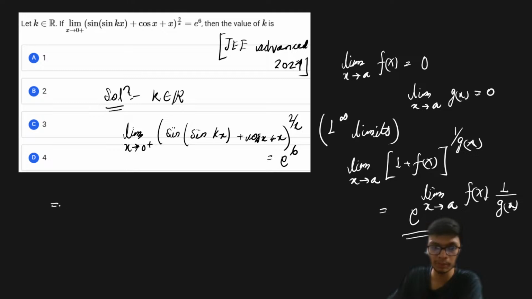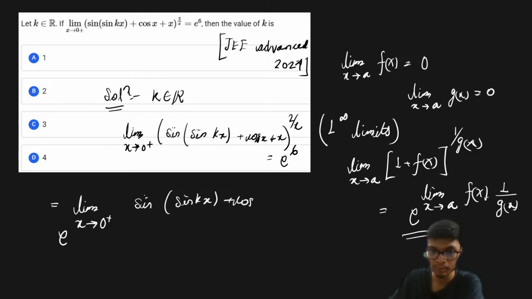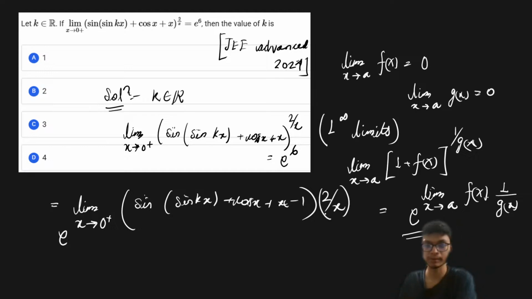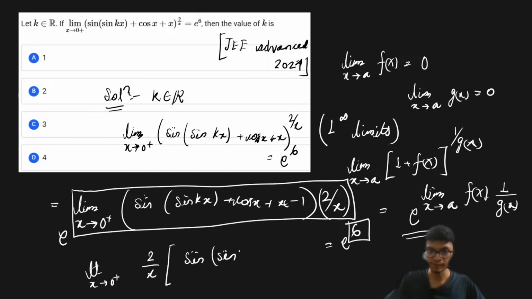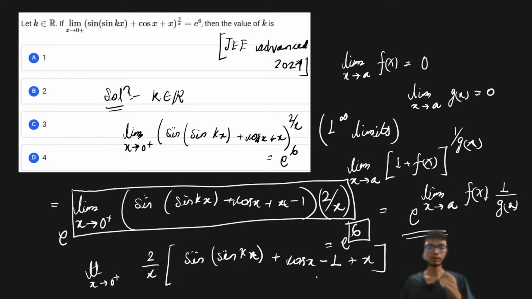So from this particular part, it is going to be equal to e to the power limit as x tends to 0 positive of (sin(sin kx) + cos x + x minus 1) multiplied with 2 by x. And it is mentioned it is equal to e to the power 6. So from here, if you compare, this limiting value is just equal to 6. So I am going to calculate the limit as x tends to 0 positive of 2 by x, and the numerator part is sin(sin kx) plus cos x minus 1 plus x. That's how we have to calculate the limit.